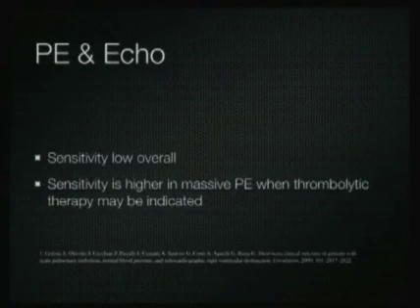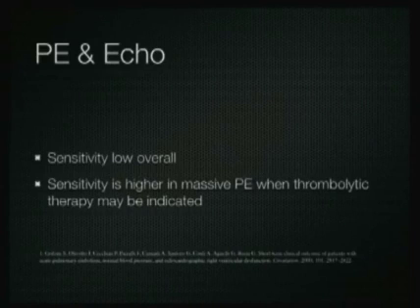You should remember, though, that echo, a cardiac ultrasound, has a low overall sensitivity for pulmonary embolism. Why is this? This is because most pulmonary emboli are submassive and do not cause significant right heart strain, and therefore no abnormal findings on cardiac ultrasound. But the sensitivity is higher in massive pulmonary embolism, when thrombolytic therapy may be indicated.